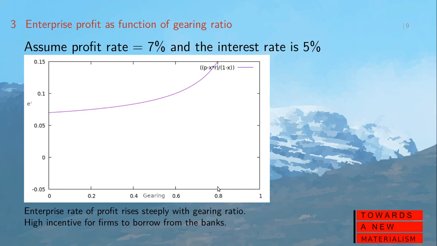So there is a high incentive to borrow from the banks if your rate of profit is above the rate of interest, because shareholders experience a sharply rising rate of profit as the gearing ratio is increased.